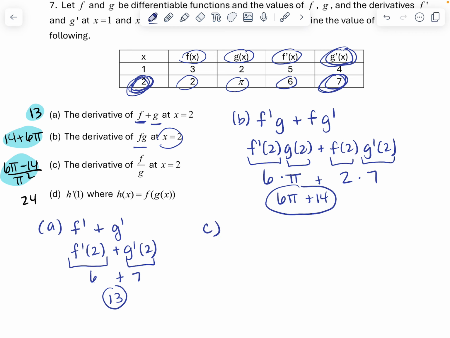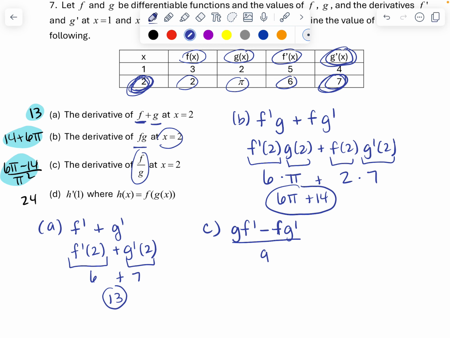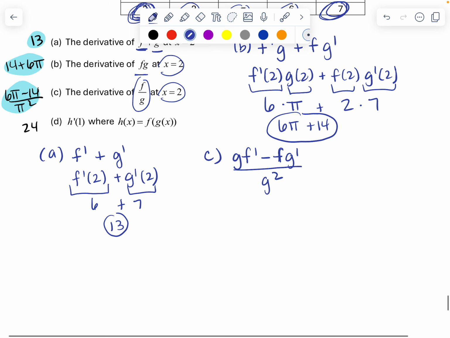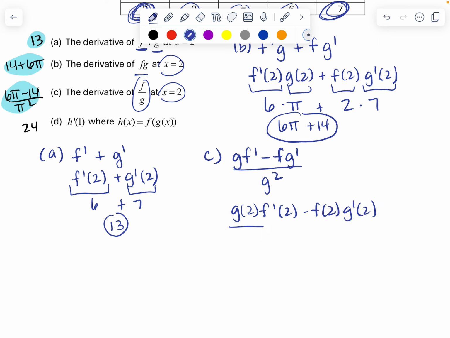All right, part C. F over g at x equals 2. So this is quotient rule. So it's low d high minus high d low, let's try that again. Low d high minus high d low all over square the bottom, and away we go. But again, we want it at x equals 2, so this is going to be g of 2 times f prime of 2 minus f of 2 times g prime of 2 all over g of 2, but then that whole thing squared.